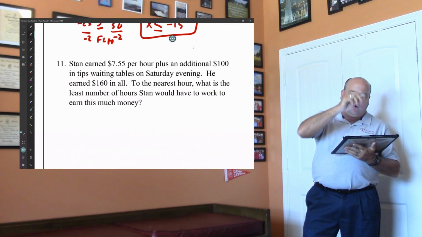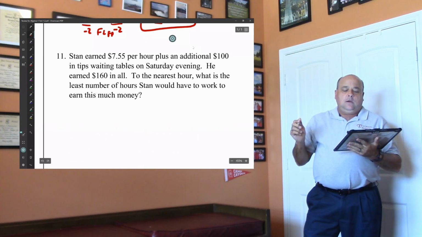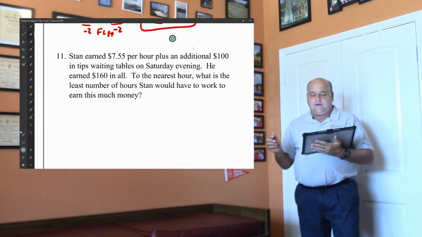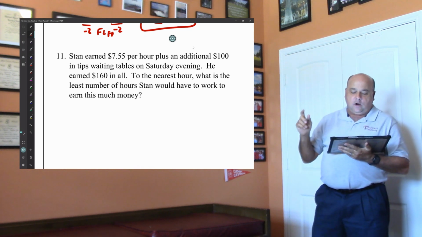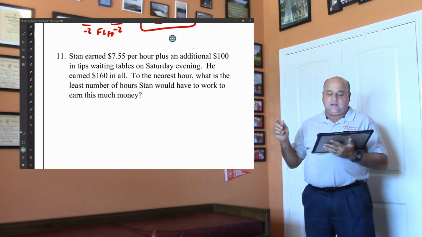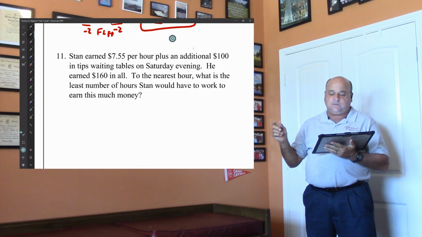And lastly, number 11. Stan earned $7.55 per hour plus an additional $100 in tips. He earned $160 to the nearest hour. What is the least number of hours he had to work to earn this much money?